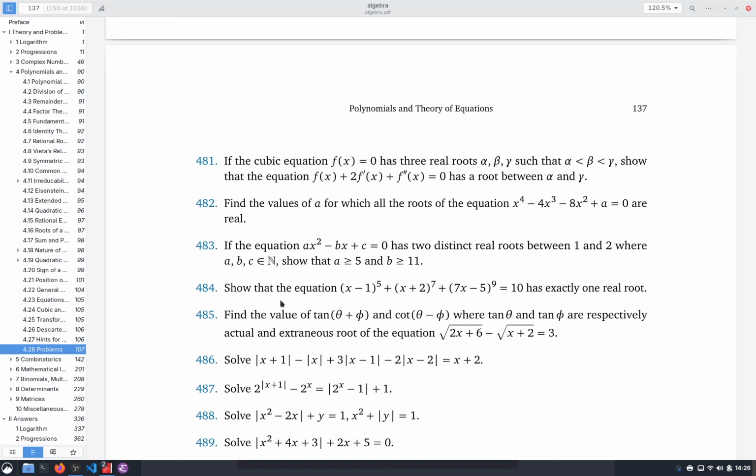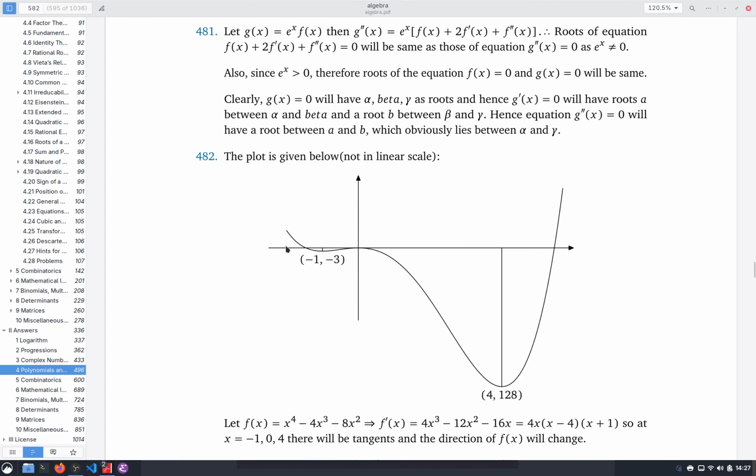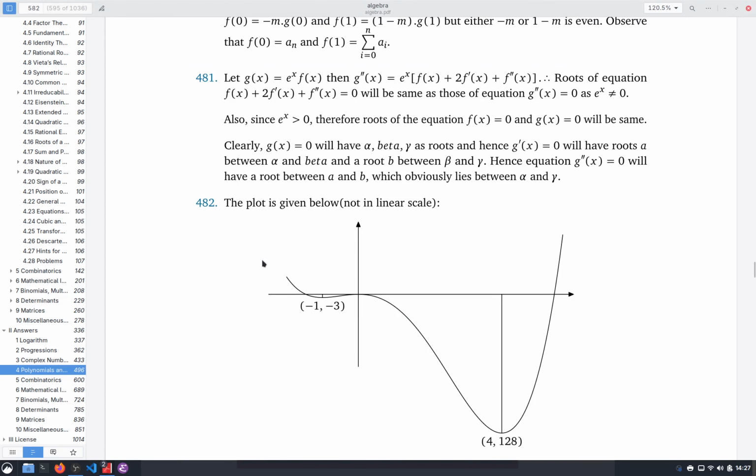So question 481 says that if the cubic equation f of x is equal to 0 has three real roots alpha, beta, gamma such that alpha less than beta less than gamma, show that the equation f of x plus 2f prime x plus f double prime x is equal to 0 has a root between alpha and gamma. Clearly this question requires knowledge of calculus because we are going to calculate the derivatives. If you don't know calculus, come back to this question later.